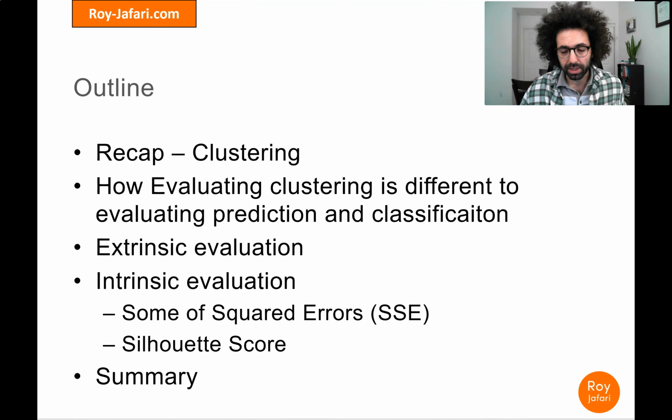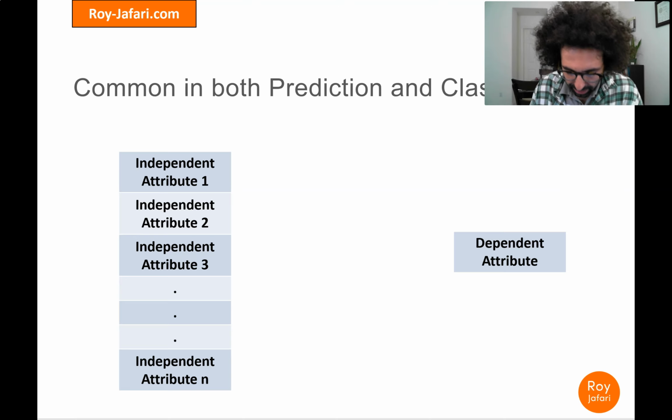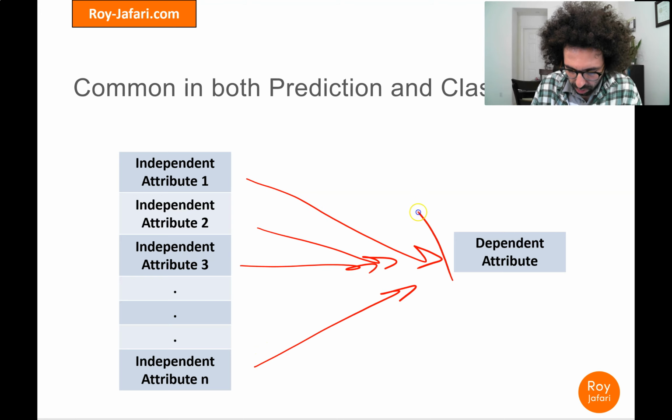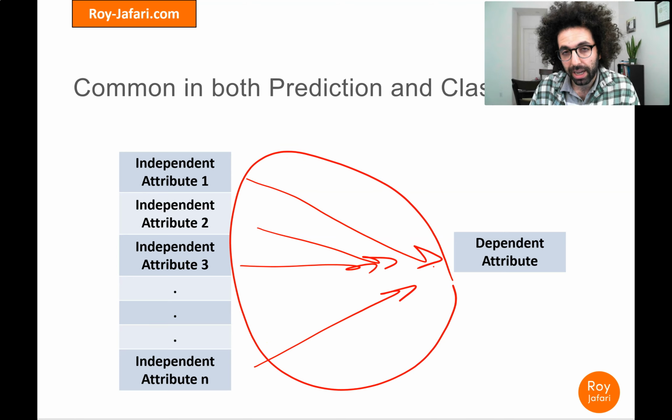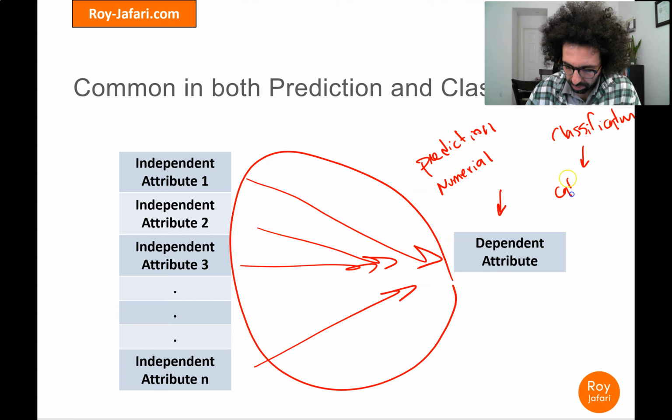If you remember, when we do classification or prediction, our goal is to find the patterns that connect the independent attributes to a dependent attribute so we can use this pattern for the task of prediction or classification. Of course, the difference between prediction and classification was simple. For prediction, our dependent attribute was numerical, a number. For classification, it was categorical.